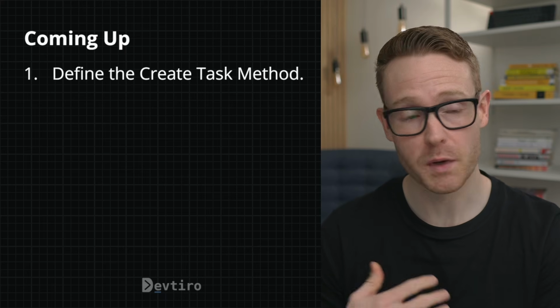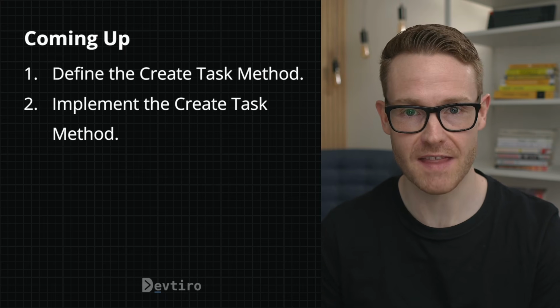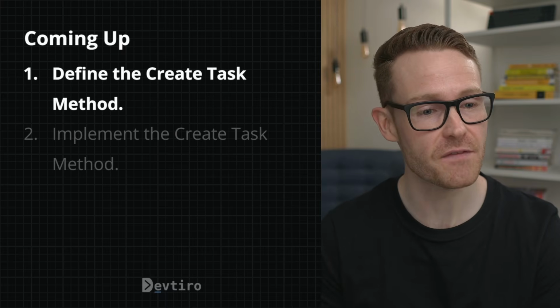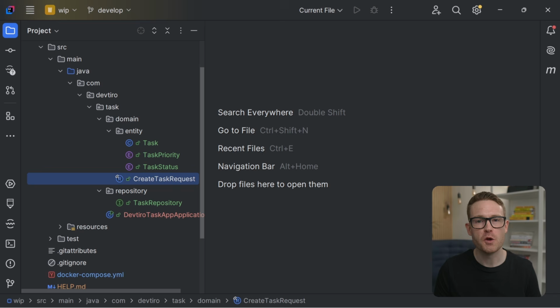So let's now write the business logic to create a new task. So here's what we have coming up in this lesson. We're going to define the create task method, and then we're going to implement that method. So let's get started and define the create task method. To paraphrase Uncle Bob, we want to code to abstractions and not to concretions. So we're going to define interfaces, and then we're going to create classes to implement those interfaces.